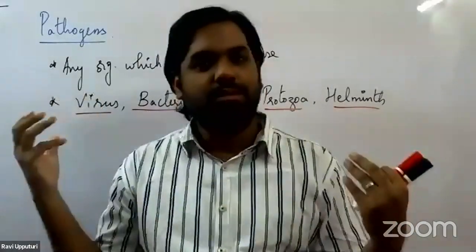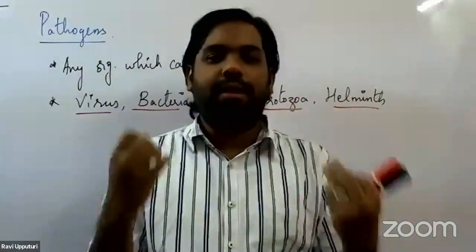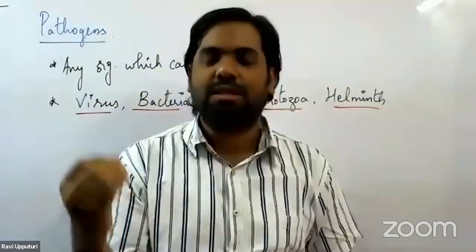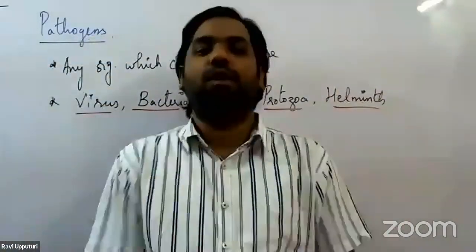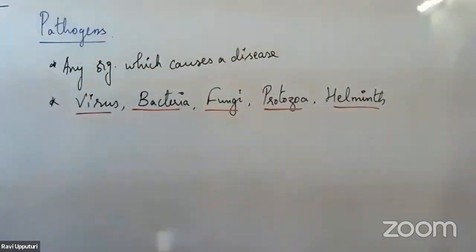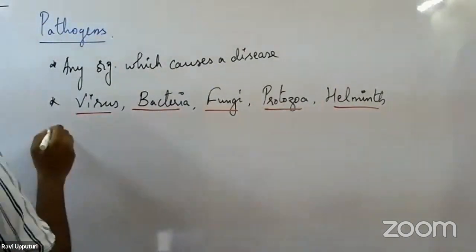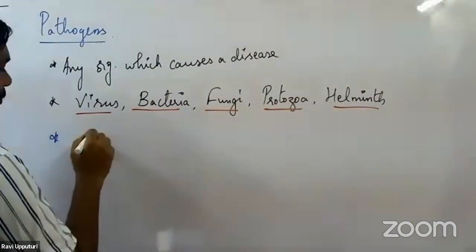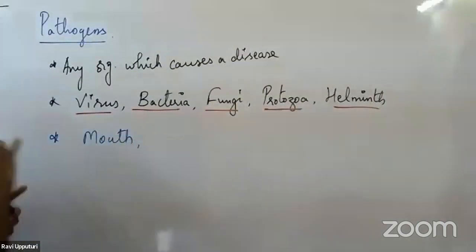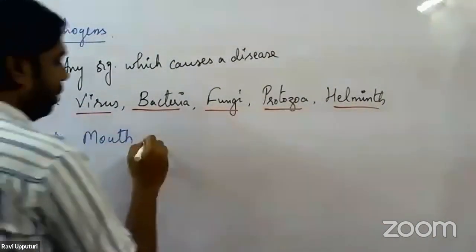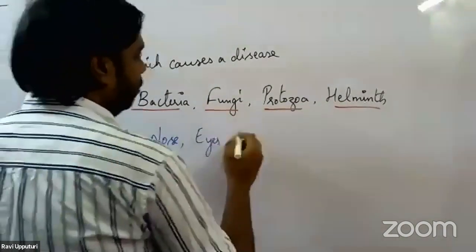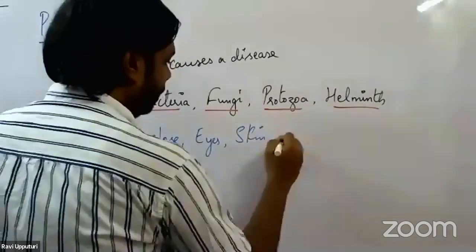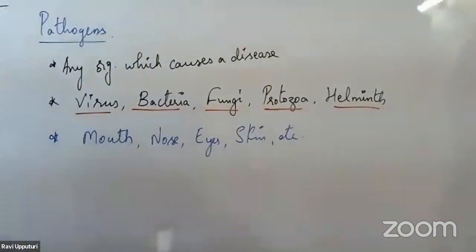So how do these pathogens enter into the body? It is through several entry points located on the surface of the human body. Some of those entry points could be the mouth. So some of the organisms would enter into our body through the mouth, some through the nose, some through the eyes, then some through the skin, etc. So these are some of the entry points through which these organisms usually enter into our body.